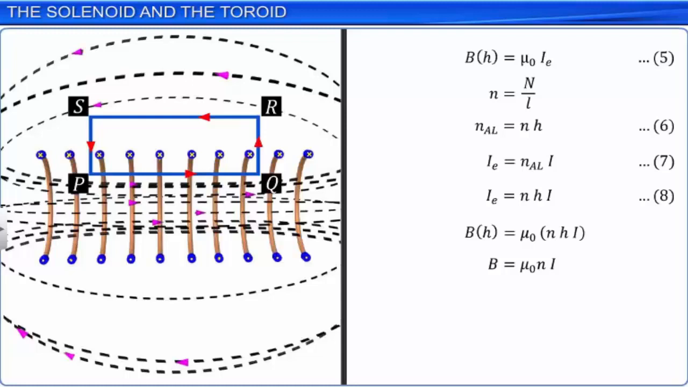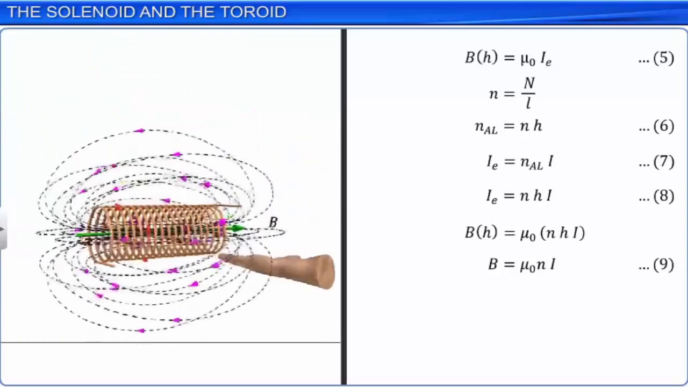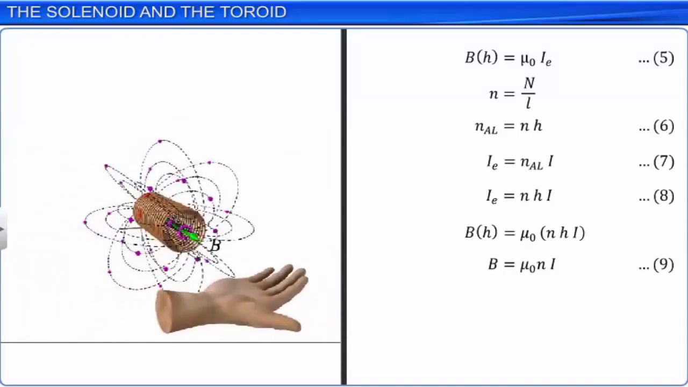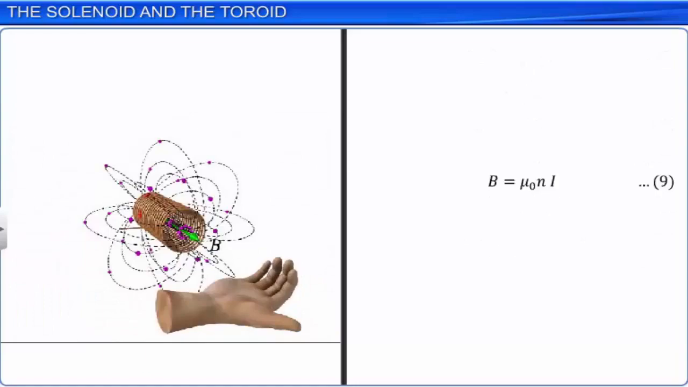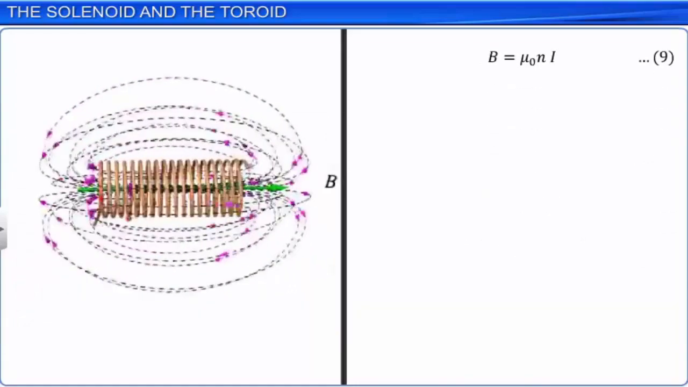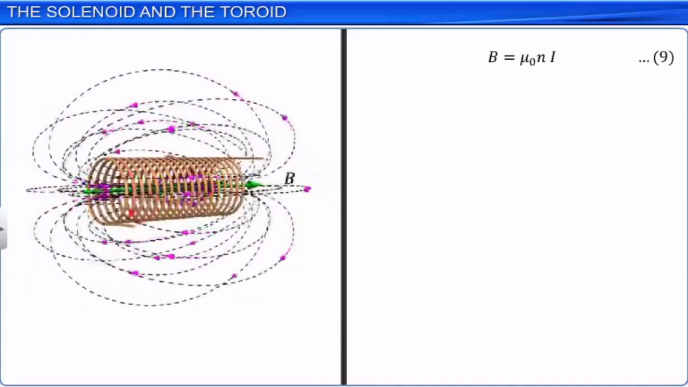The direction of the magnetic field can be found using the right-hand thumb rule. From equation 9, it is clear that the magnitude of the magnetic field B is proportional to I. That is, the magnetic induction inside the solenoid is directly proportional to the current through the solenoid, when the number of loops of the solenoid is constant. Thus, as the magnitude of the current passing through the solenoid increases, the magnetic induction inside the solenoid also increases.